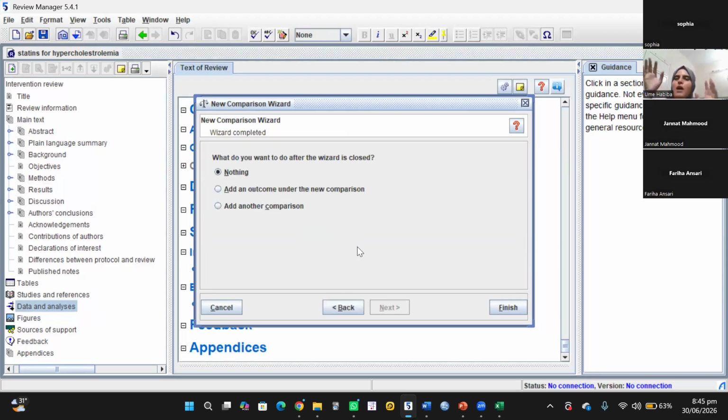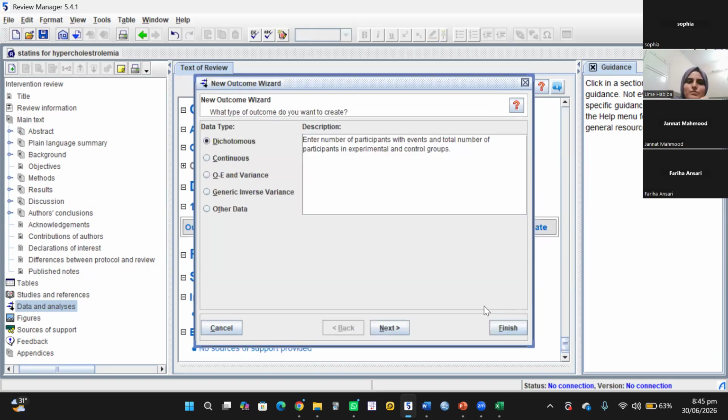Next, what do I want to do? Now this is the comparison of 2 drugs. Under this comparison, I would have a number of different outcomes. For my statin study, how many outcomes did I have? I had 4 outcomes: change in LDL, HDL, cholesterol, and triglycerides. Those 4 outcomes, I need to add one by one. First, I want to analyze the change in LDL, so under this comparison, I want to add an outcome under the new comparison, right? Makes sense?